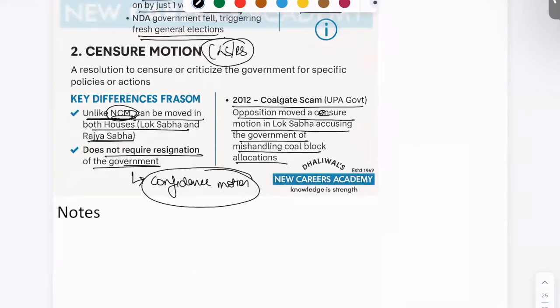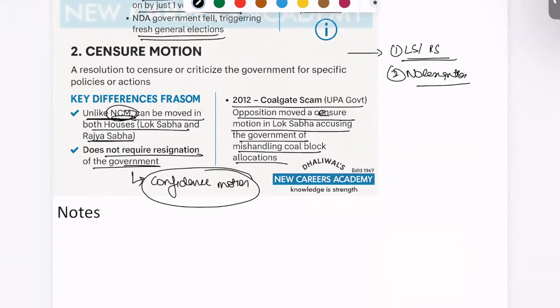Censure motion. Censure motion can be brought about in both Lok Sabha and Rajya Sabha. Second, no resignation required.